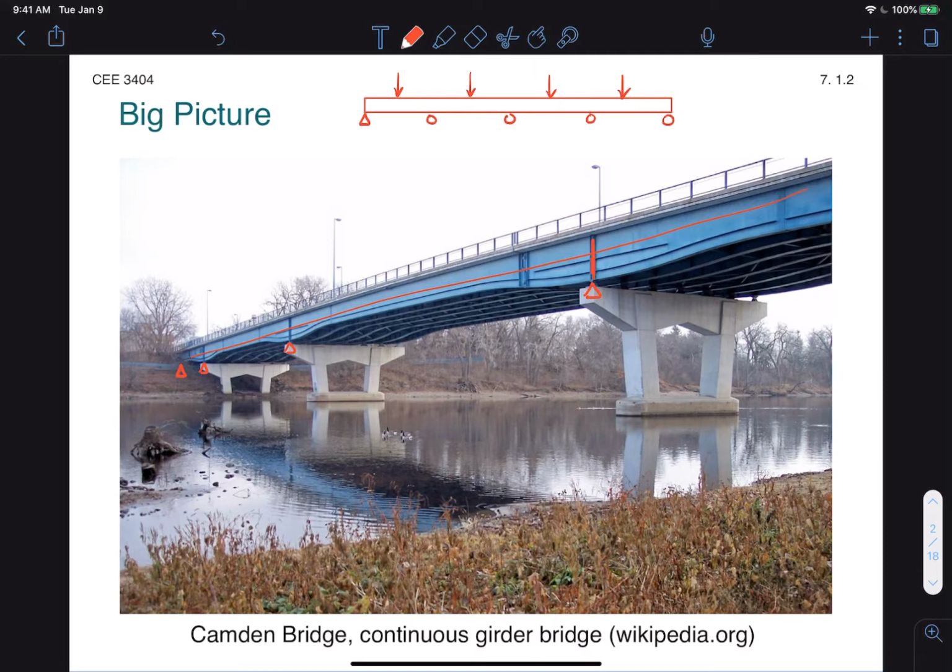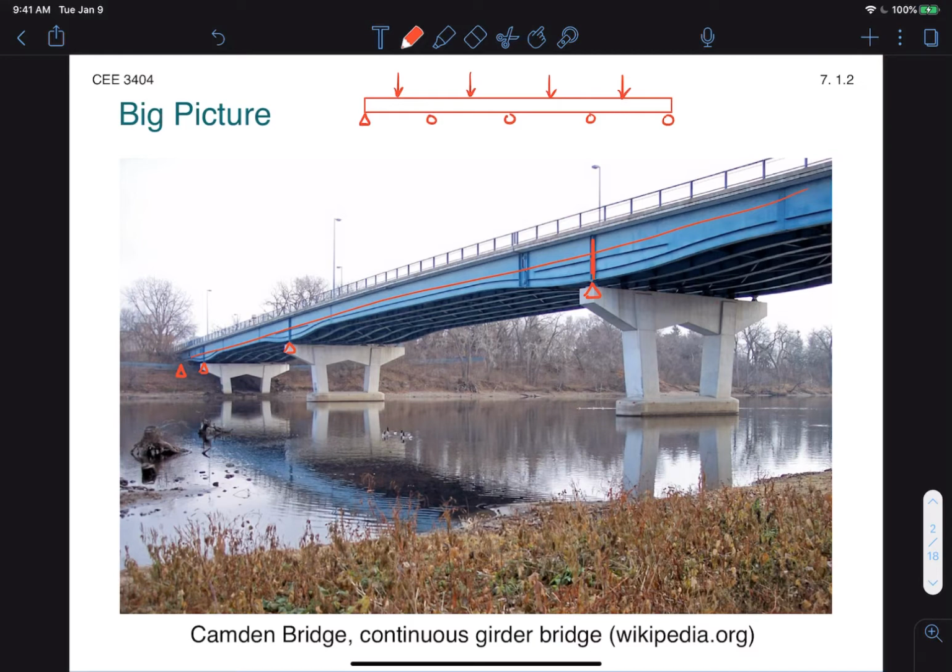This presents a problem because obviously if we want to solve for the reactions at those rollers, we only have 3 equations. And so we would need, in this case, with 6 reactions, an additional 3 equations. And so this is a classic indeterminate structure.